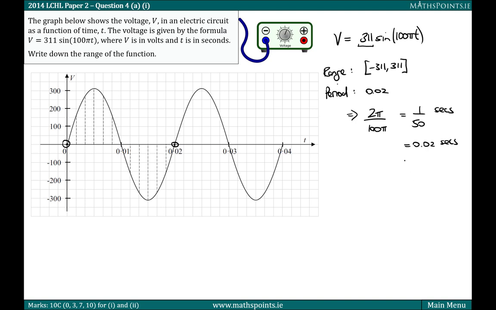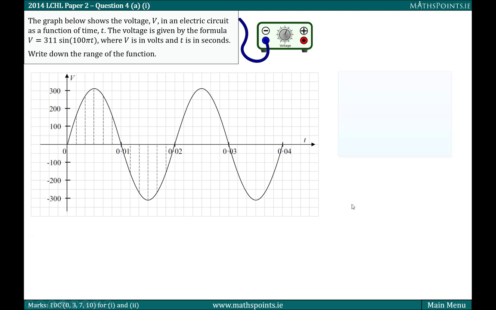Now, that means that every 0.02 seconds, or every 1/50th of a second, this starts the process again, or this voltage repeats. It starts at 0 and it goes up again and down. That means that if it repeats every 1/50th of a second, then in 1 second there will be 50 periods. So that's important for the second part of the question. This process repeats itself 50 times. The electricity goes back and forth between the plus and minus values 50 times in every second.